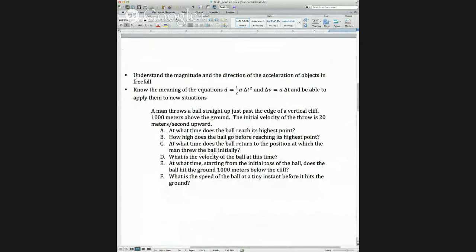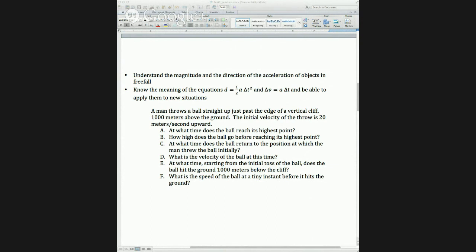So the first problem is a man throws a ball straight up past the edge of a vertical cliff 1,000 meters above the ground. The initial velocity of the throw is 20 meters per second upward. What time does the ball reach the highest point? How high does the ball go before reaching its highest point? At what time does the ball return to the position in which the man threw the ball initially? Alright, let's do those three first.